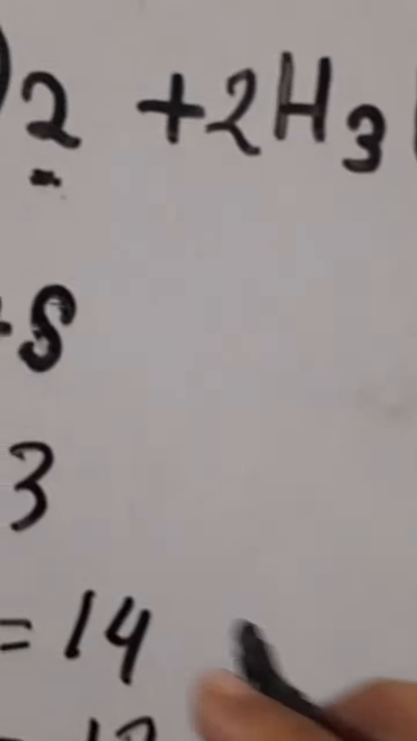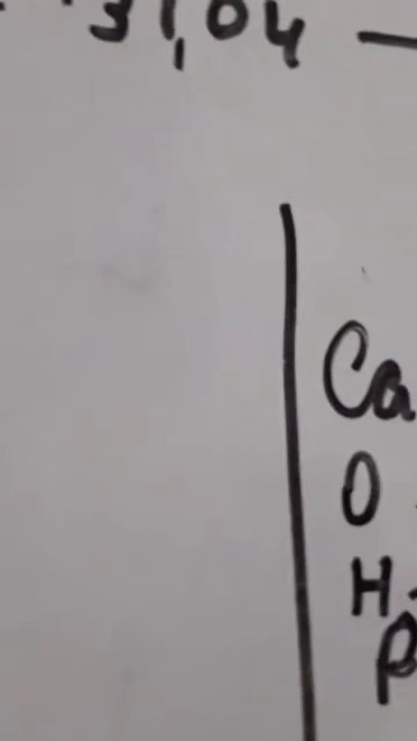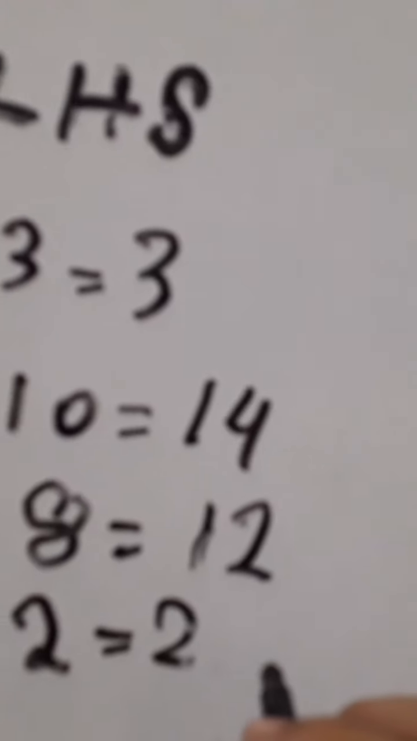Now we can see all are balanced. Ca on both the sides it is 3. In O on both the sides 14. In H on both the sides 12. And in P on both the sides it is 2.